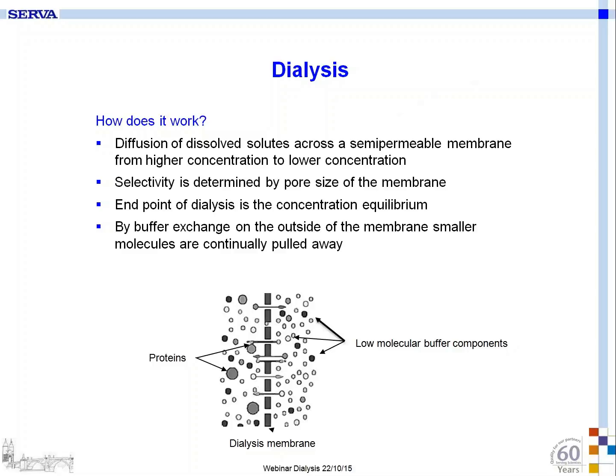The selectivity, that means which molecules will be retained and which will be dialyzed, is determined by the pore size of the membrane, and the endpoint of the method is reached when you have a concentration equilibrium. You can start dialysis again after reaching the equilibrium by exchanging the buffer, because then you pull away the small molecular components which have diffused from the membrane to the outside, and you can start again and reach a very good separation of small molecules from larger molecules by this easy method.